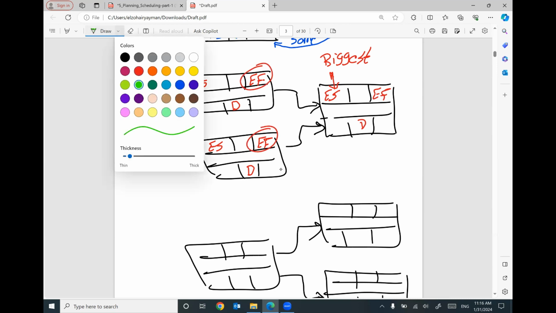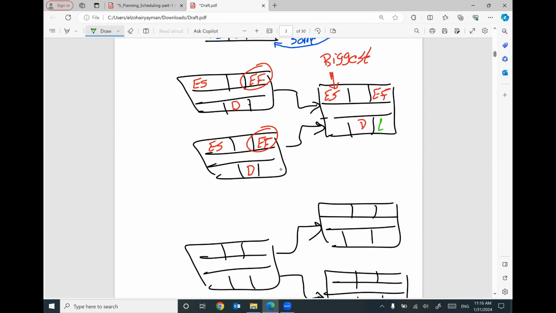Be careful. If we have late finish here minus duration, late finish minus duration will give you the late start. This late start will be the same as this one and will be the same as this one. I'm sorry, this will be late finish, late finish. The same. This late finish minus duration will give you the late start, minus duration will give you the late start. That makes sense?